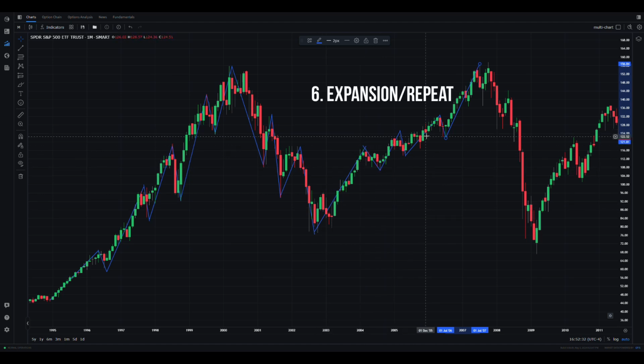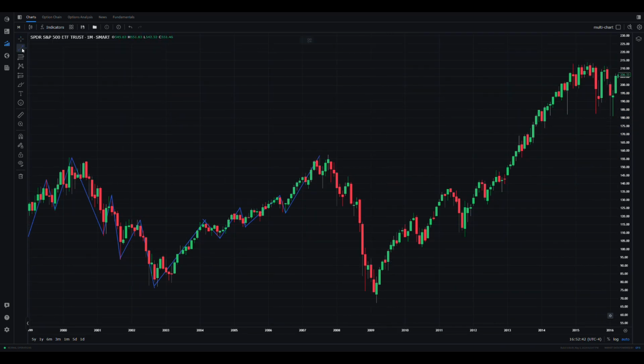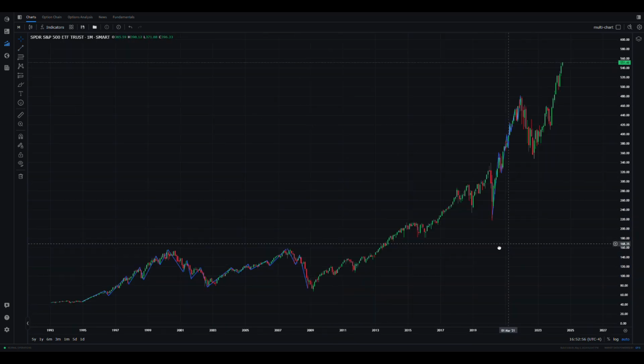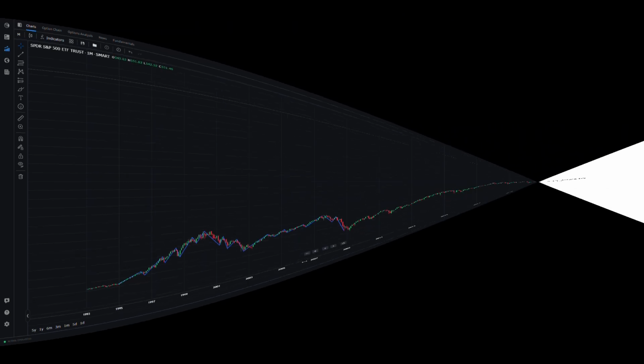6. Expansion/repeat. The cycle begins anew as the market enters another expansion phase, setting the stage for a new bull market and the continuation of the cycle. While market cycles vary in duration and intensity, the underlying patterns of expansion, peak, contraction, and trough tend to repeat over time. Market cycles are cyclical in nature, driven by a combination of economic, psychological, and geopolitical factors that influence investor behavior and market dynamics.